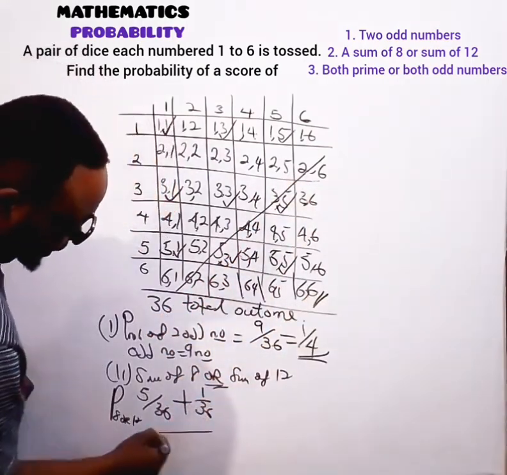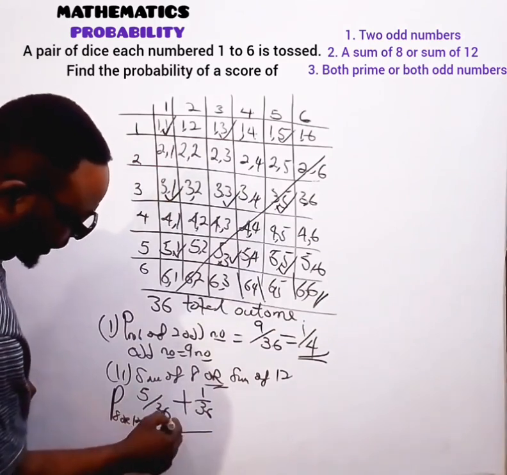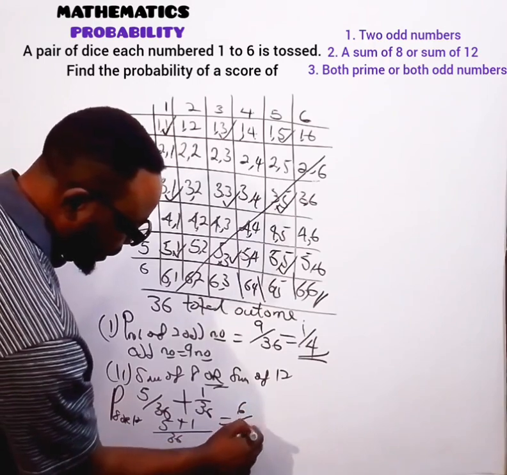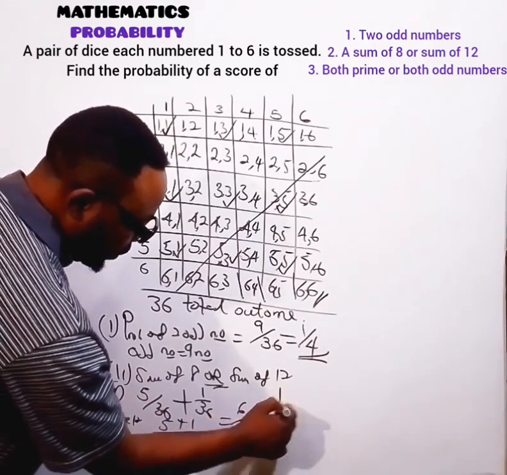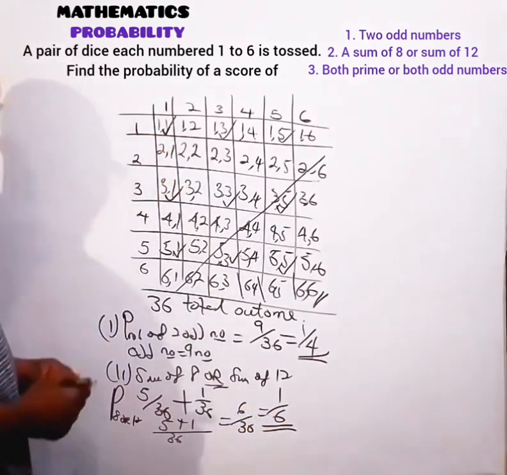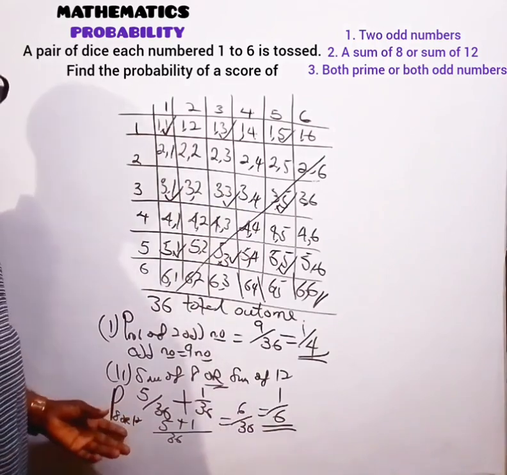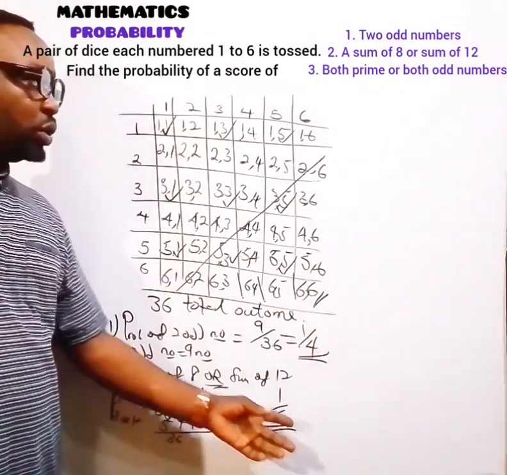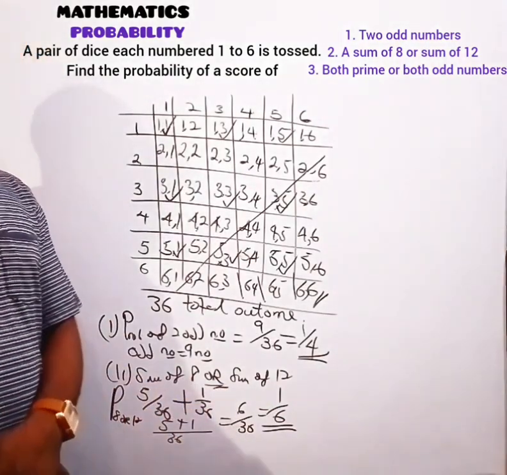How to find the LCM? Let's use 36. That's 5 plus 1 over 36. That's going to be 6 over 36, which is equal to 1 over 6. Now, probability of obtaining sum of 8 or sum of 12 is going to be equal to 1 over 6.